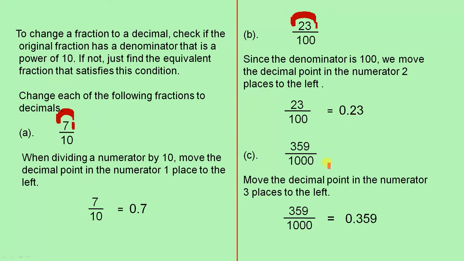359 over 1,000. We are dividing by 1,000, so we move the decimal point in the numerator three places to the left. So 359 over 1,000 equals 0.359.